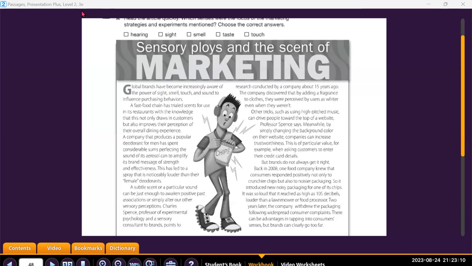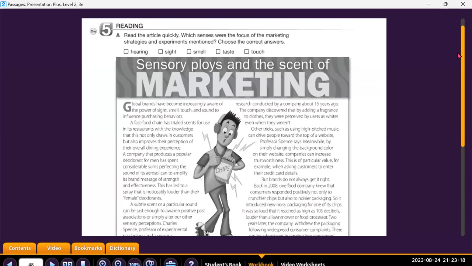Okay, which sense do you think they are using according to the reading? I think that they are four. Maybe one of them is smell. Hearing. Hearing. You see that picture right here. So yes, I might think that hearing is one of them. Any other?